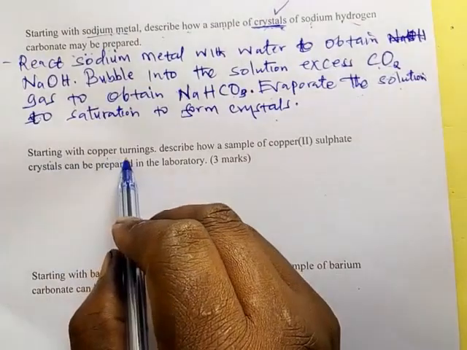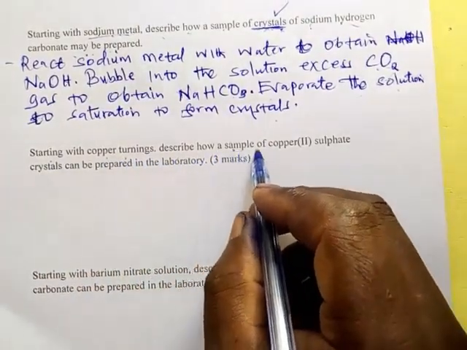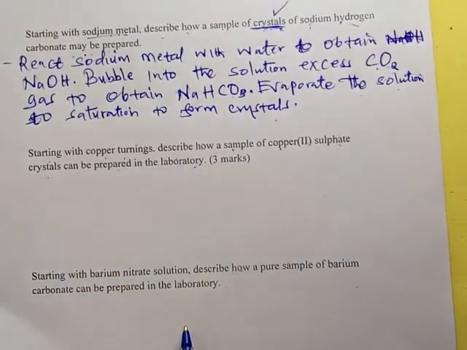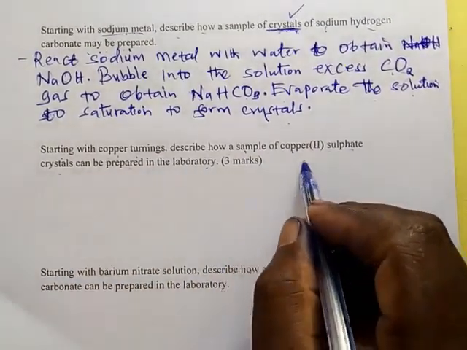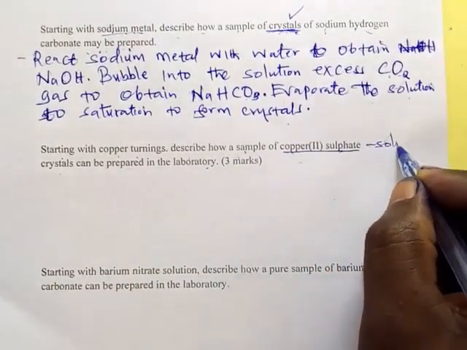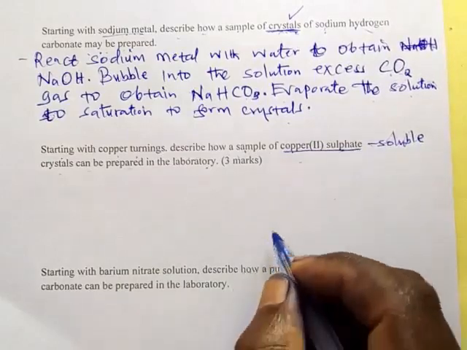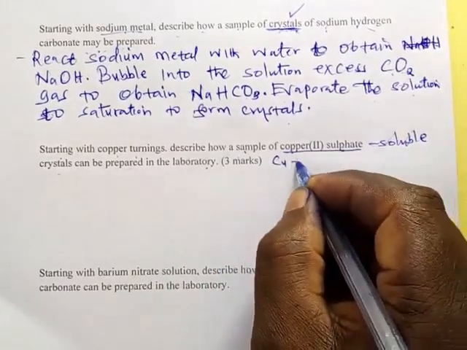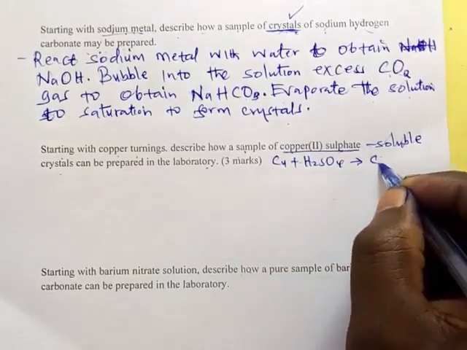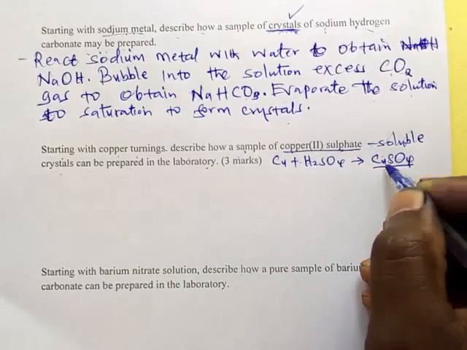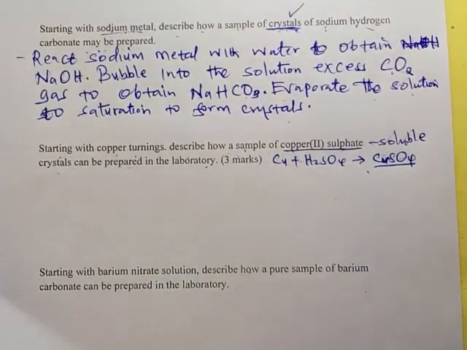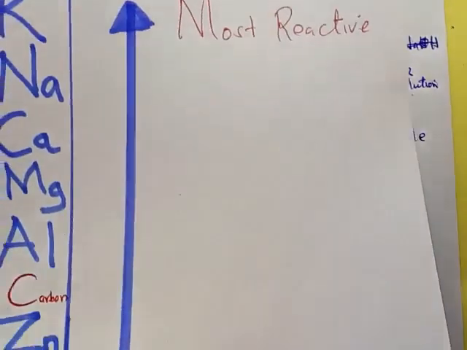Starting with copper turnings, describe how a sample of copper(II) sulfate crystals can be prepared. First, we ask ourselves, is copper(II) sulfate soluble or insoluble? Copper(II) sulfate is a soluble salt. The question is, why can't we react Cu plus sulfuric acid to get copper(II) sulfate, and that story is over? Why can't we do this? The reason is simple.